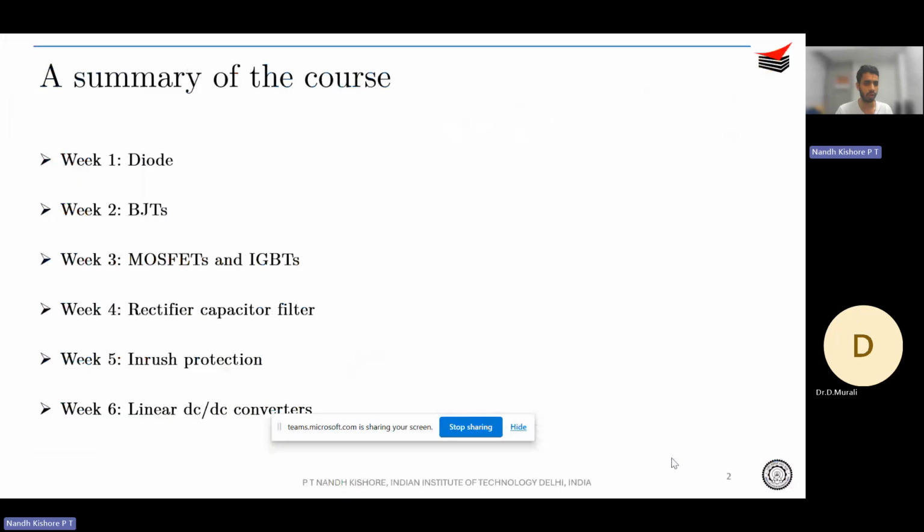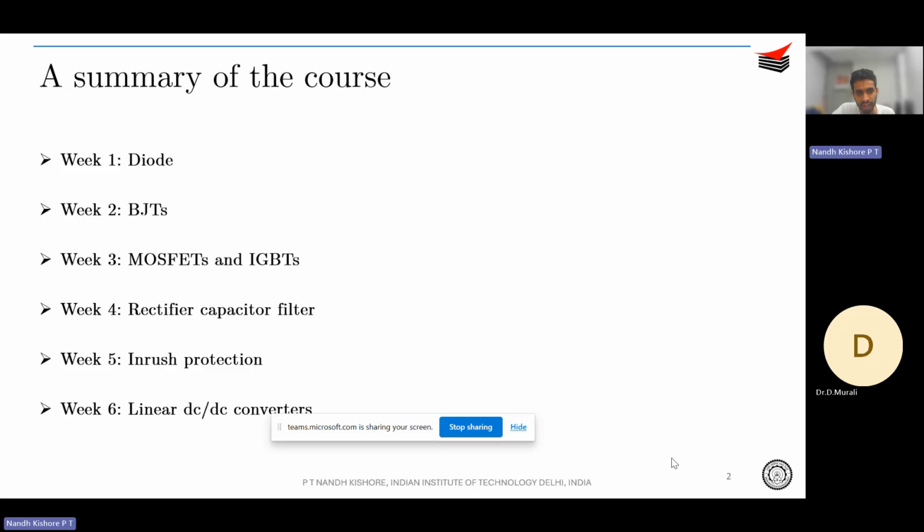Okay, the summary is as follows. In the first week, we learned about the diode and basically we learned about the power devices. So diode is one of the first devices that we learned, and it is kind of an uncontrolled device. We learned about its power losses and how to calculate its reverse recovery losses. We learned about its power conduction loss as well as the switching loss or the reverse recovery loss.